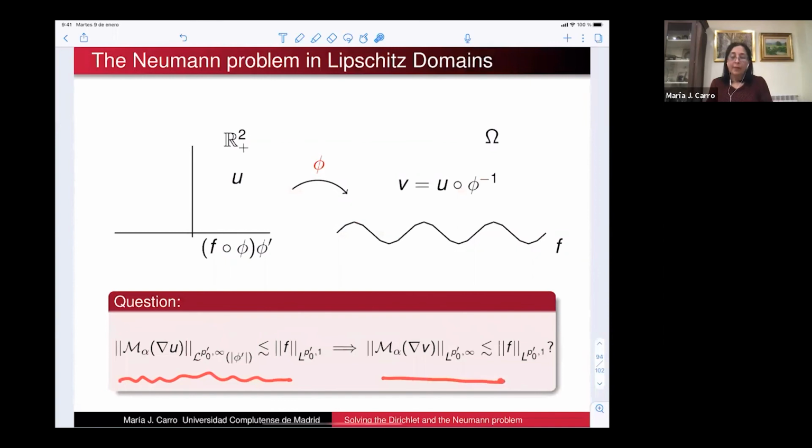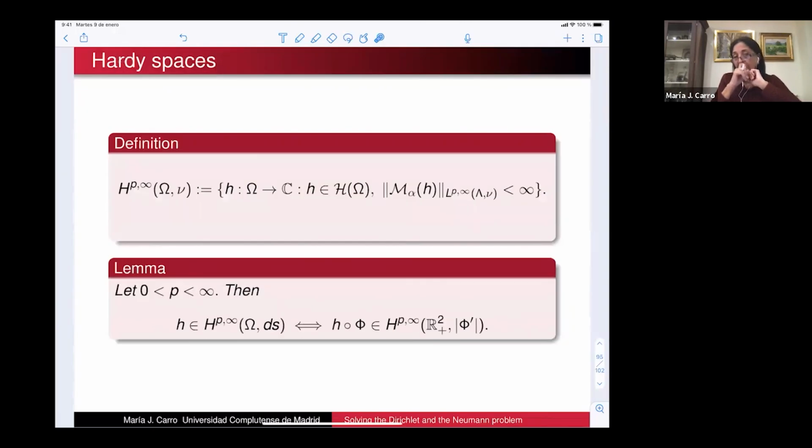And I remind you that this question in the case LP0 was solved with the technique of Hardy spaces, and this is what we try to do. To this end, we had to define the Hardy spaces on LP infinity. Let me just say that these spaces are already in the literature. We needed them, but it is not an original definition. There are many ways of defining Hardy spaces where the maximal operator is bounded, is finite, over some other space which is not LP.